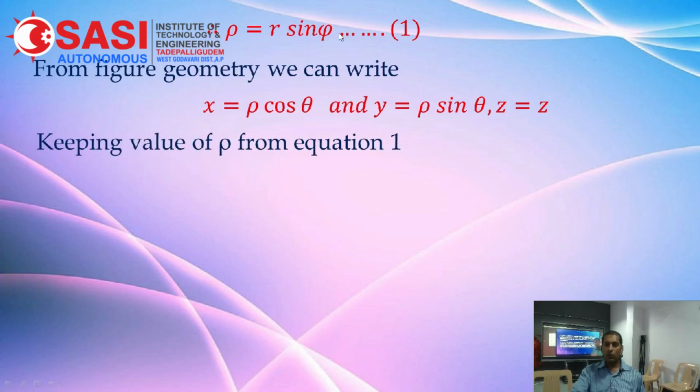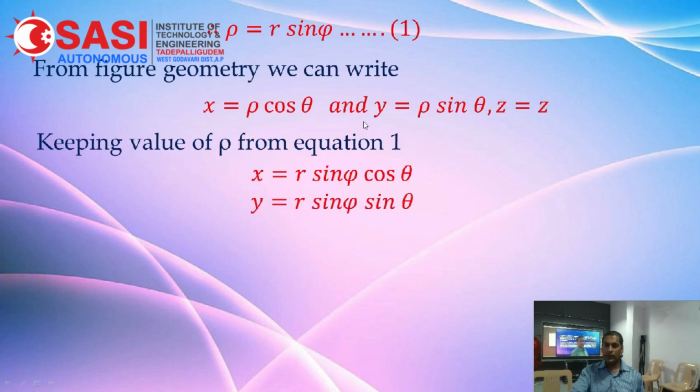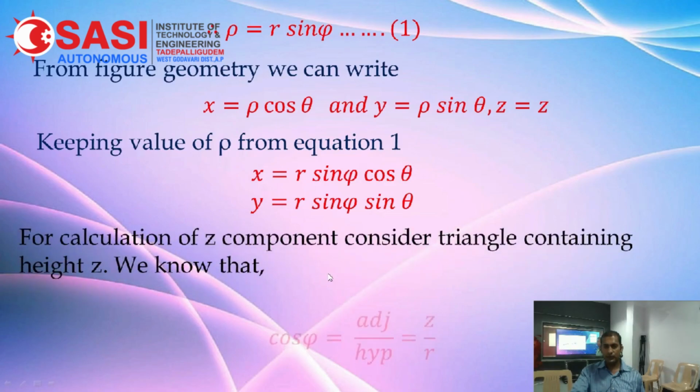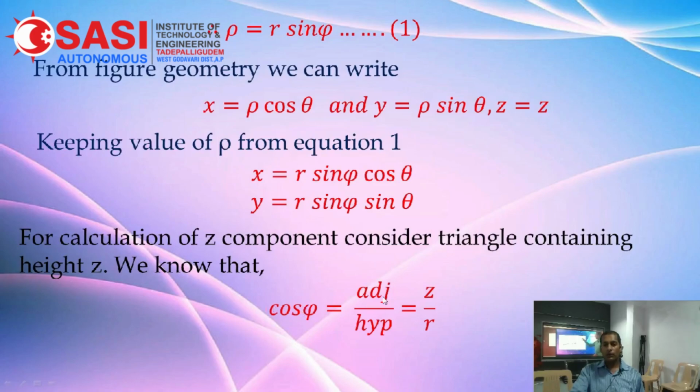So keeping the value of rho from equation 1, we will get x equal to r sin phi cos theta. If we substitute here, we will get y equal to r sin phi sin theta, and z is as it is. From the same figure we can also say that cos of phi is equal to the adjacent side by hypotenuse, which will be equal to z by r. So from here we can say z is equal to r cos phi.